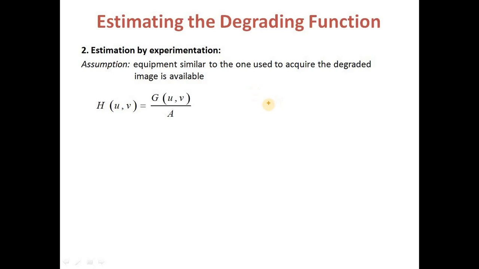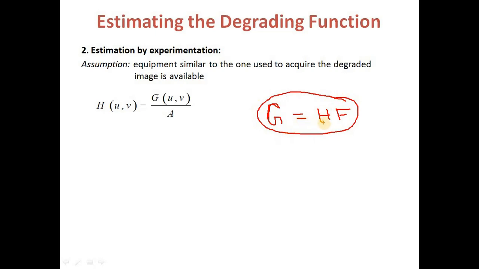In the degradation model that we have discussed, we have represented the degraded image G in frequency domain as a multiplication of the degradation function H in Fourier domain and the input image, the original image, in Fourier domain. So G is given as H multiplied by F. This is all in frequency domain.